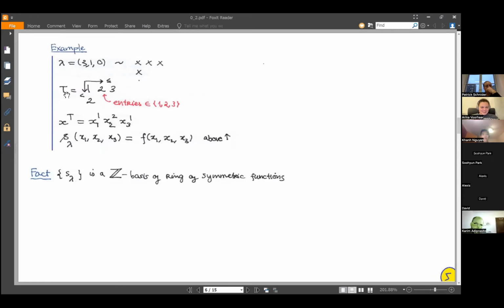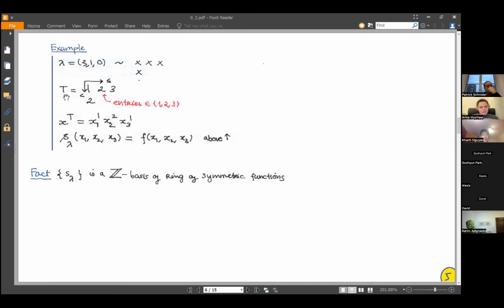Now I can construct a semi-standard Young tableau of shape 3, 1, 0 with entries from 1 to 3. Here I can put the numbers 1, 2, 3 in the first row and the number 2 in the second row of the Young diagram. You see that the entries in the first row are weakly increasing, and the second row also. When you look at the columns, the entries in each column are strictly increasing. Here 1 is less than 2.